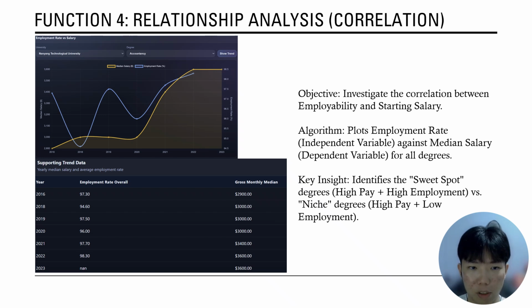The sweet spot degrees, basically the programs with both high employment and high pay, and the niche degrees, those with high salary but lower employment rate. Overall, this function helps users understand whether higher employability tends to lead to higher starting pay and highlights which degrees offer the best balance between both.